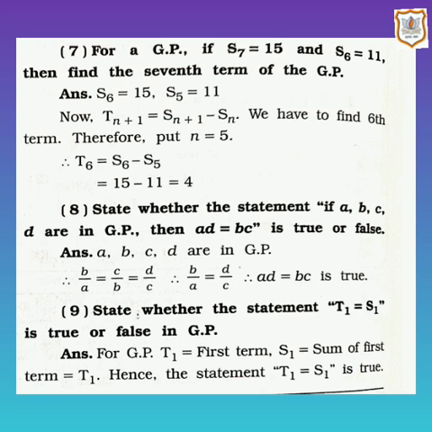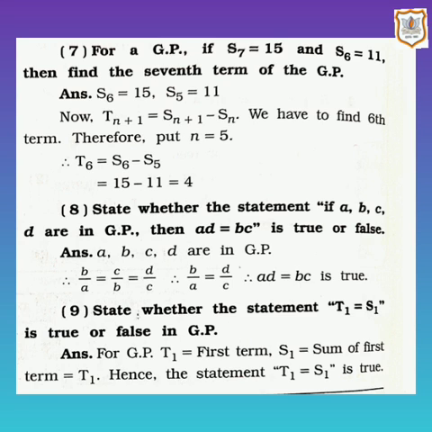Now T6 can be S6 minus S5. So 15 minus 11 becomes 4, as S6 and S5 are given. Because Tn plus 1 is given, S7 is given, that will be S6, and S6 will be S5, as Sn plus 1 minus Sn is the formula. So T6 is equal to S6 minus S5, that is 15 minus 11 is equal to 4.